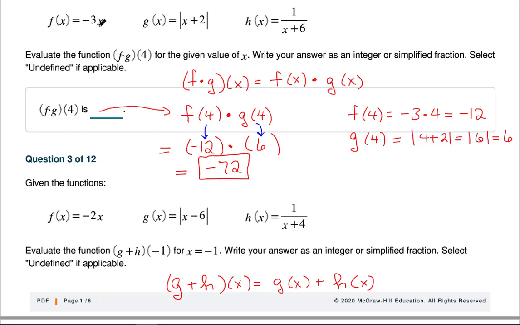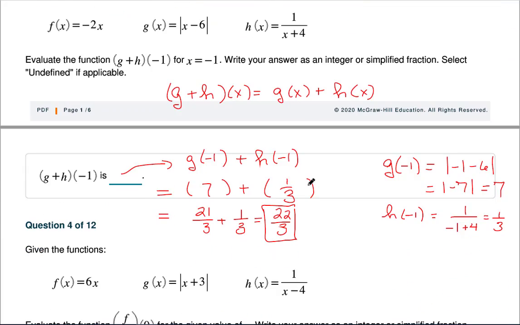Here's f. Minus 3 times 4 is minus 12. And g of 4 is absolute value 4 plus 2, absolute value of 6, which is 6. And so we've got minus 12 from the first, 6 from the second, multiply them together, and we get minus 72.